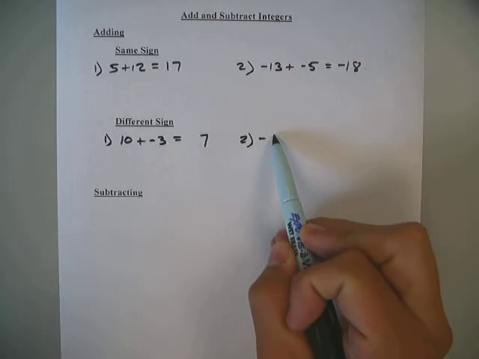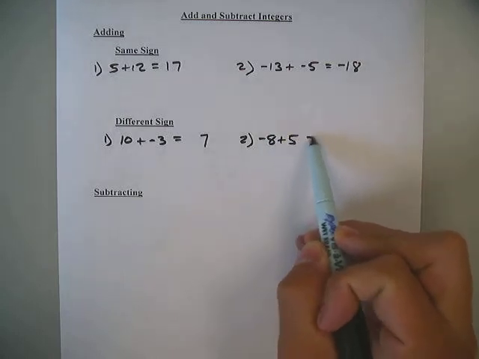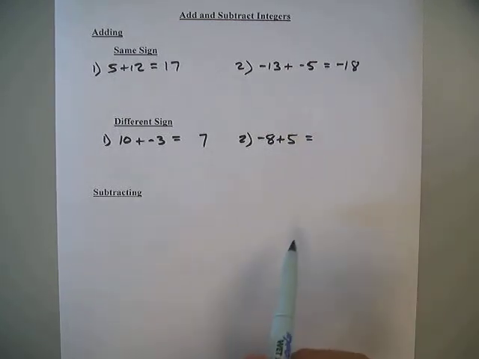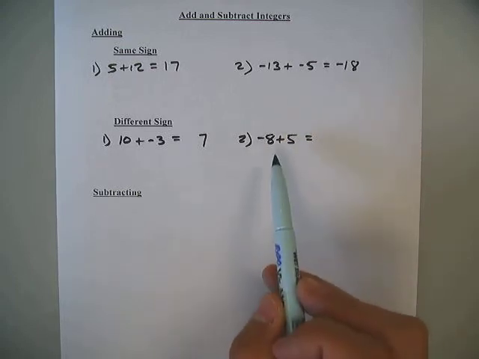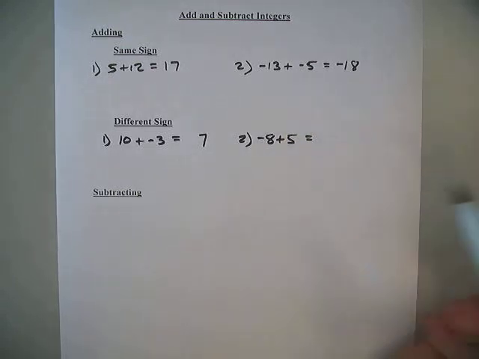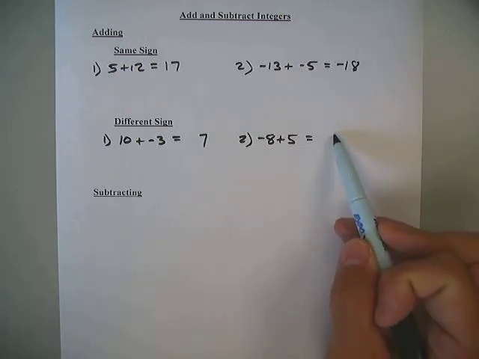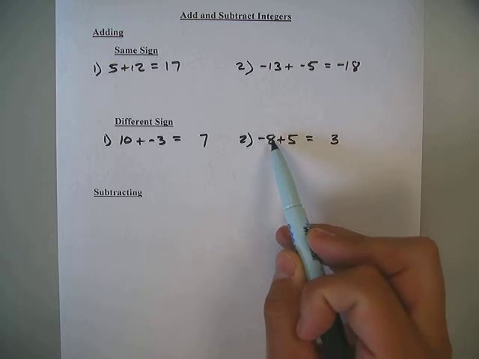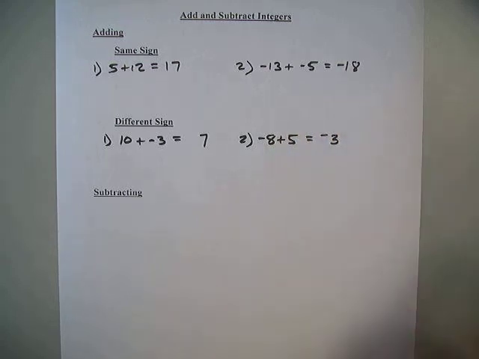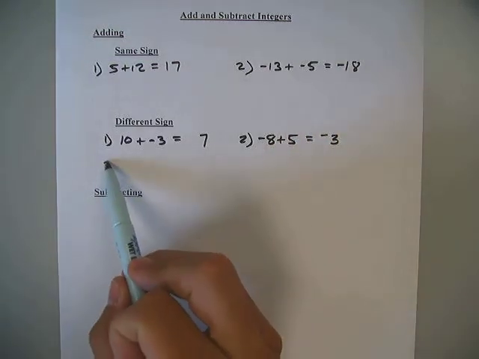Okay, let's try another one. What if I had negative 8 plus 5? Again, you're going to have some canceling going on. Okay, you have 8 negatives and 5 positives. So you're going to go through and subtract 8 minus 5, and there's going to be 3 left over. Well, 3 of what? Well, there's 8 negatives and 5 positives. So there's more negatives, so you'll have more negatives left over.